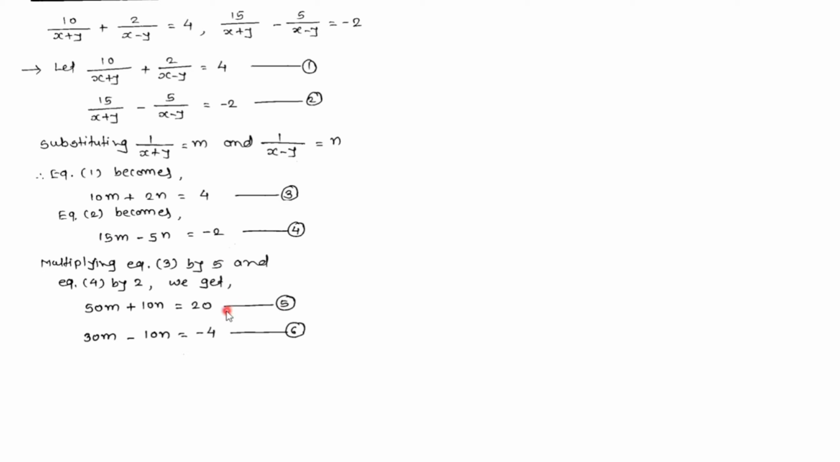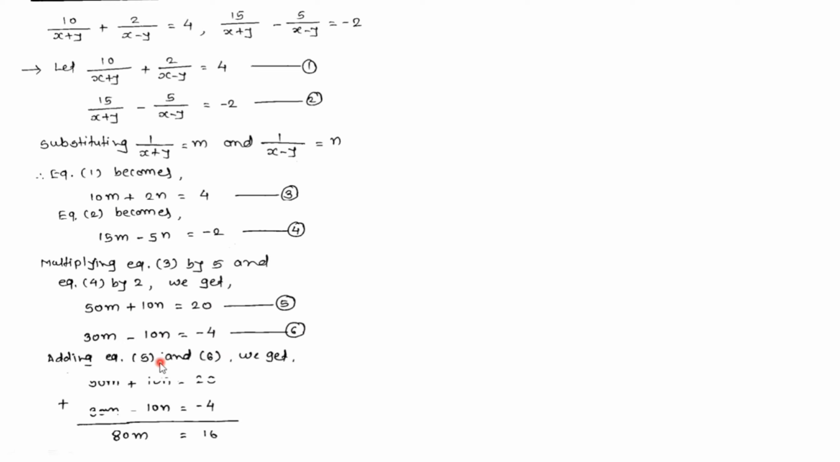To get the sixth equation, we have to multiply equation number 4 by 2. That's why 15m into 2, that's 30m, minus 5n into 2, that is 10n, is equal to minus 2 into 2, that is minus 4. So this is equation number 6. Now as we can compare equations 5 and 6, the coefficients of variable n are equal, that is 10, and signs are different. So we must add these two equations.